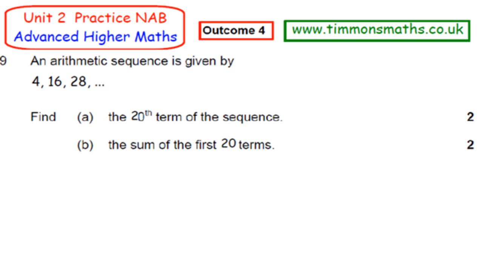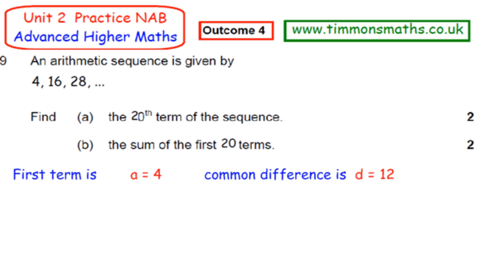So we've got an arithmetic sequence, 4, 16, 28 and so on. First thing we'll do is write down the first term, which we call a, so a is equal to 4. The common difference, we're adding on 12 each time, so the common difference d is 12.